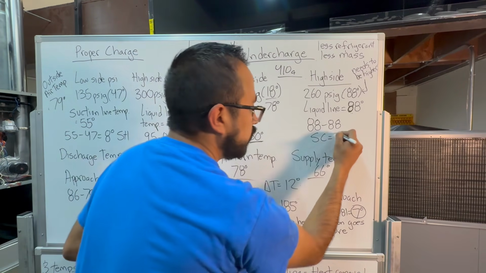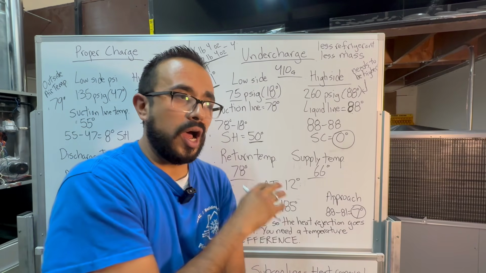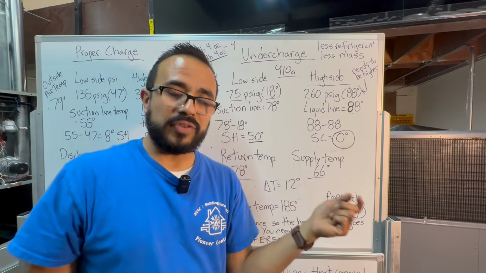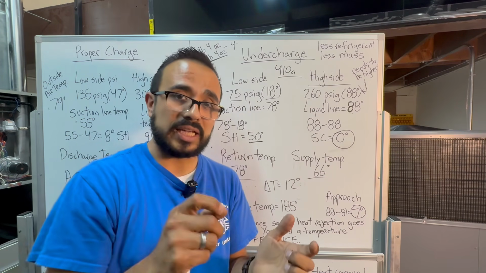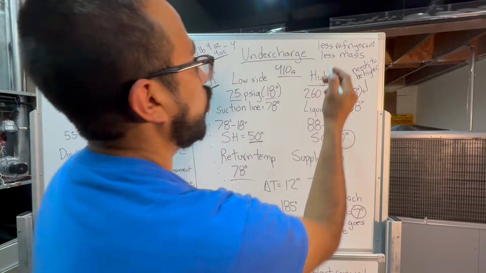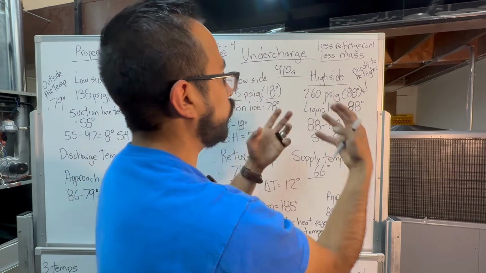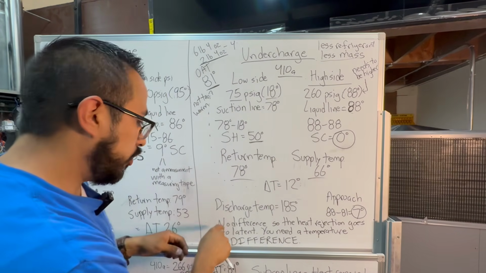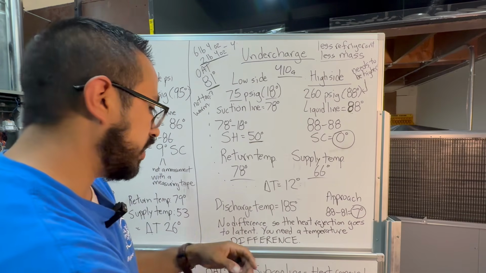What we're looking at is 0 subcooling. That means that I never turned to liquid. It stayed a mix of vapor and liquid. And that's not good because the metering device needs liquid to be able to drop in pressure. So less refrigerant, less mass. There's no refrigerant. And look at this right here. Because there's no difference, the heat rejection goes to latent heat.